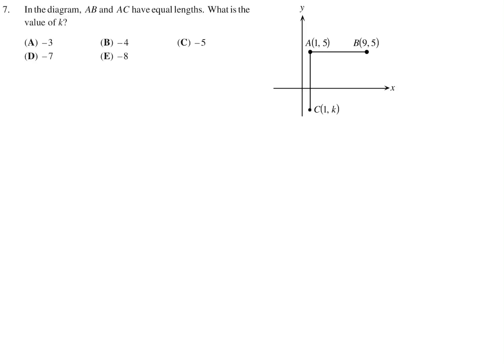In the diagram, AB and AC have equal lengths. What is the value of k? Okay, so the length AB is equal to AC. So AB we can figure out pretty quickly. We have 9 here and 1 here, so it's 9 minus 1, since I'm assuming it's parallel to the x-axis. And it is, because the y-coordinates are the same.